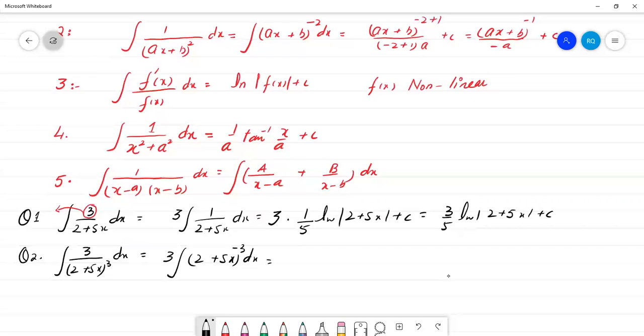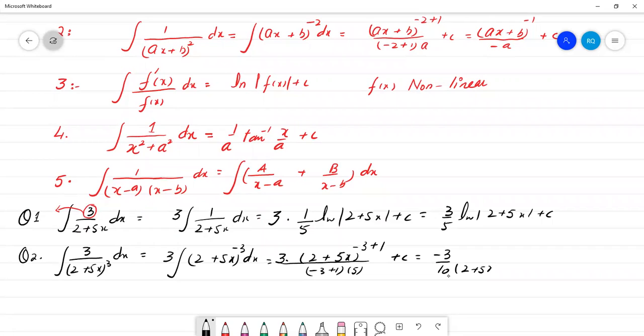Now you have to apply the concept of the power rule. The whole expression within the bracket will remain as it is. Add 1 to the power, divided by minus 3 plus 1, times 5. Where does this 5 come from? That's the coefficient of x. Plus c. So the final answer you will get is minus 3 by 10, (2 plus 5x) raised to power minus 2, plus c.